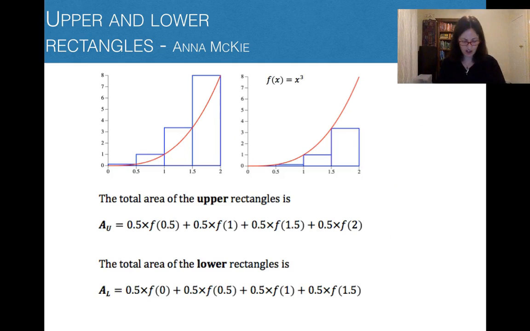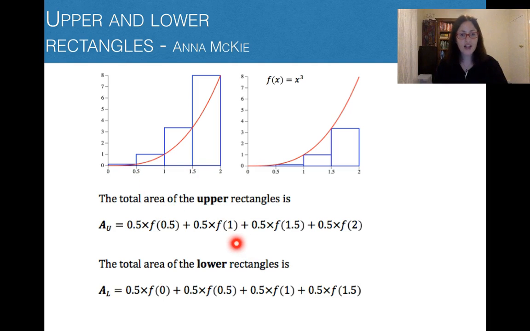So we're going to have the total area for upper rectangles, and we often call that A with a subscript u. The formula here is a half each time. You can see that being repeated because that's base times height. And the height of these upper rectangles we talked about was the function at 2, so that's this one here. The function at 1.5, that's this section here. The function at 1, and the function at 0.5.